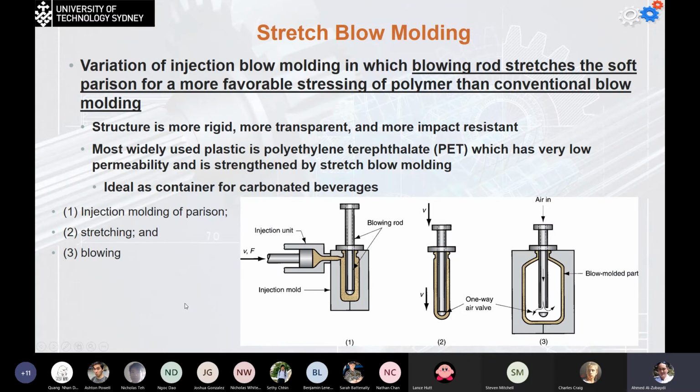So usually in stretch blow molding, we're going to use a plunger, as we mentioned once again, to make the length of the parison longer before we send the air through.